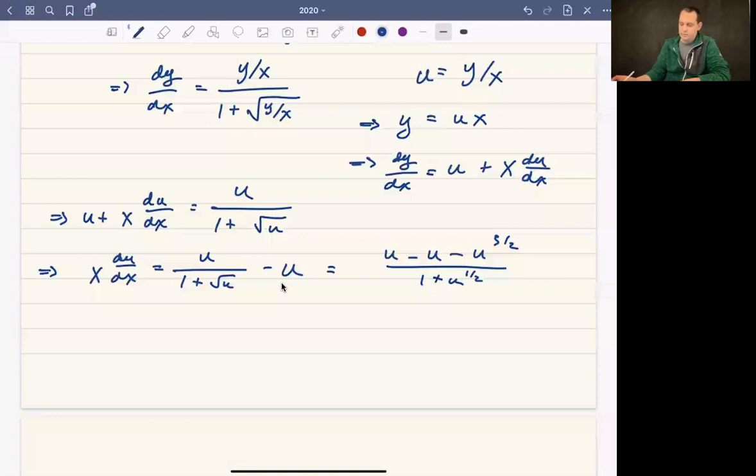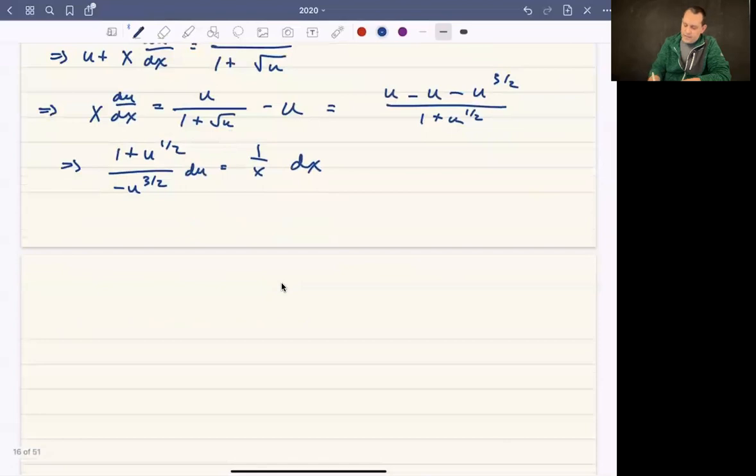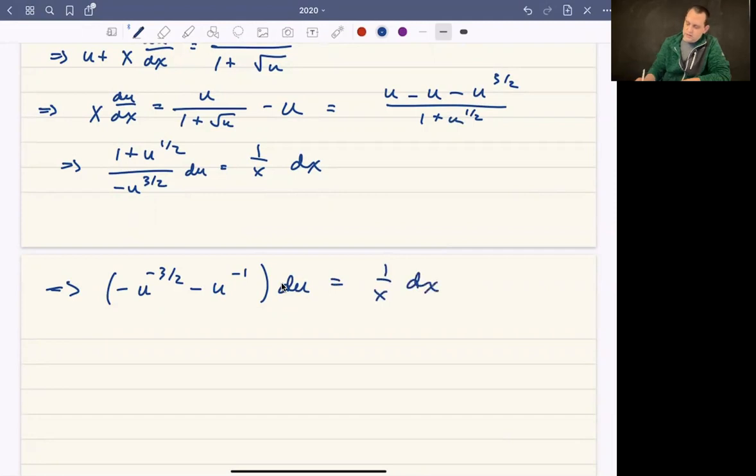And now this is separable. We're going to have the u's cancel. We're going to have (1 plus u to the 1/2) over negative u to the 3/2 du equal to 1 over x dx. And then we're almost there. This is going to be negative u to the negative 3/2 minus u to the negative 1 du, equal to 1 over x dx.